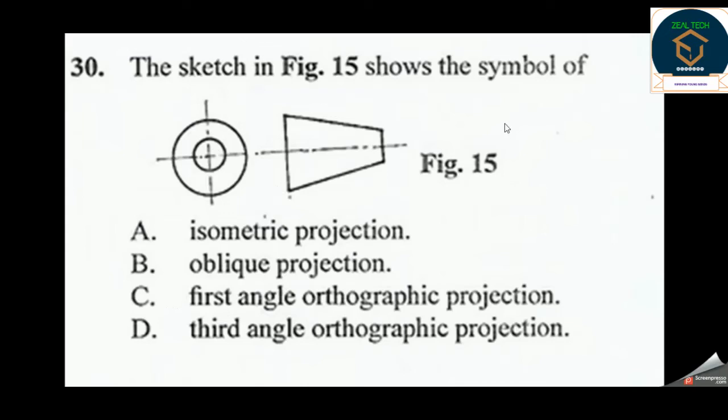But if this symbol were to be drawn around here at the back of this one, then it becomes third angle projection. So the correct answer for this one is C.